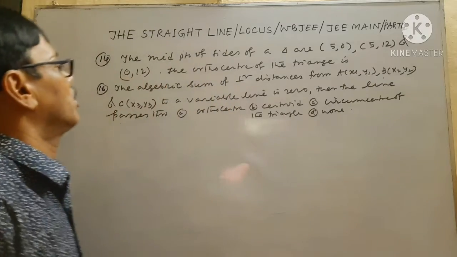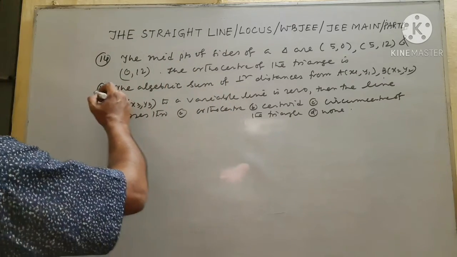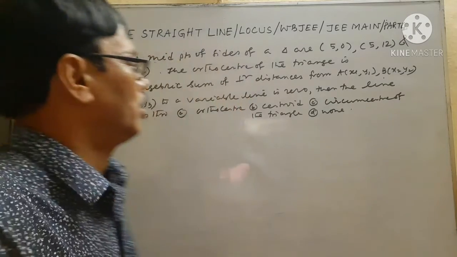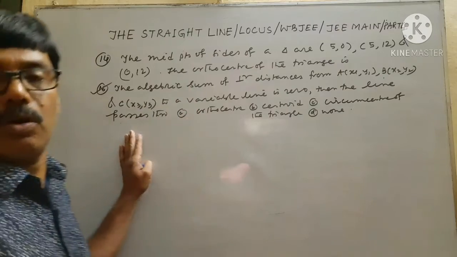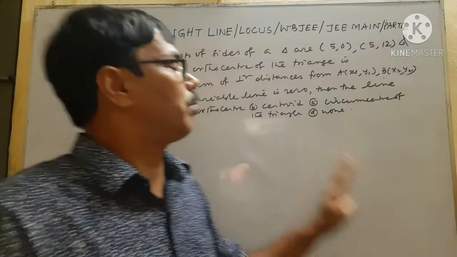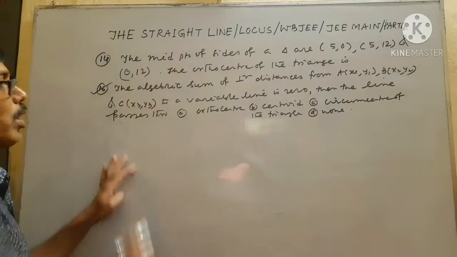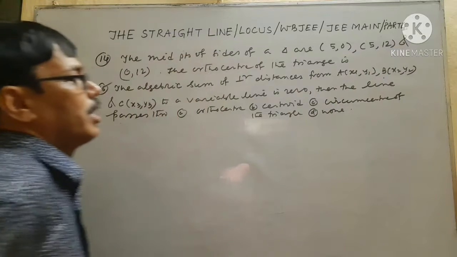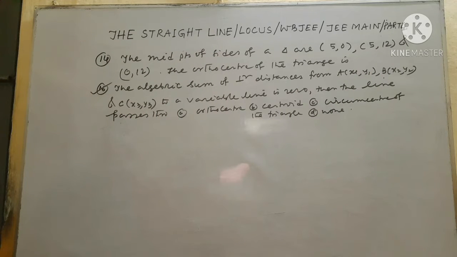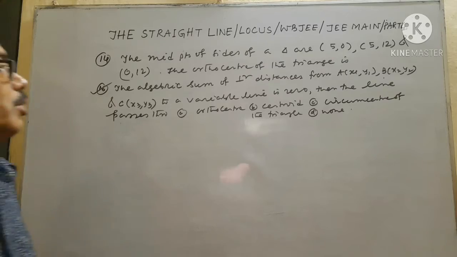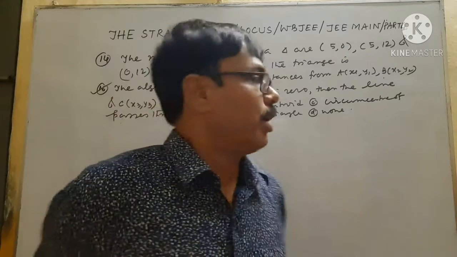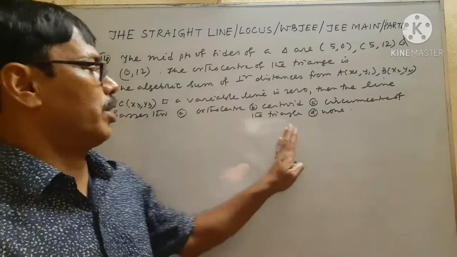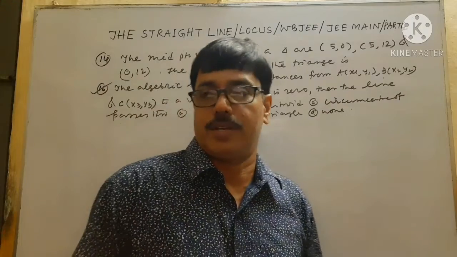Now we consider two important problems. Problem number 16. This is a general problem. We have also solved a similar problem in part 3, but this is the general one. The algebraic sum of perpendicular distances from A(x1, y1), B(x2, y2) and C(x3, y3) to a variable line is 0. Then the line passes through the orthocenter, centroid, or circumcenter of the triangle.